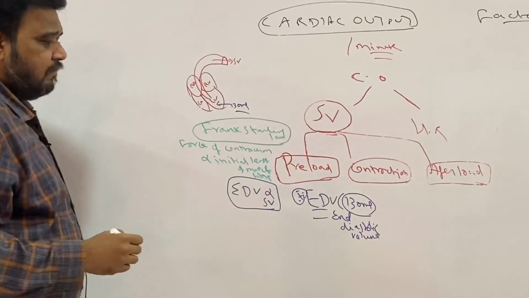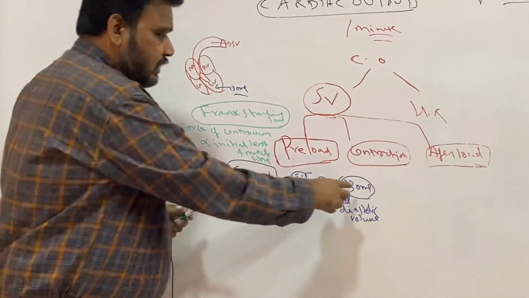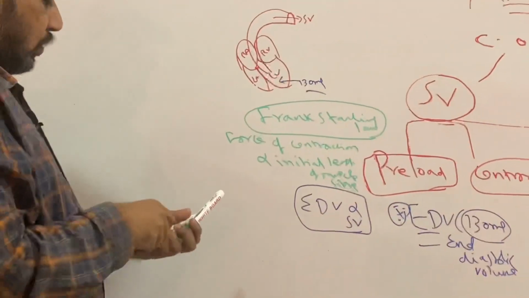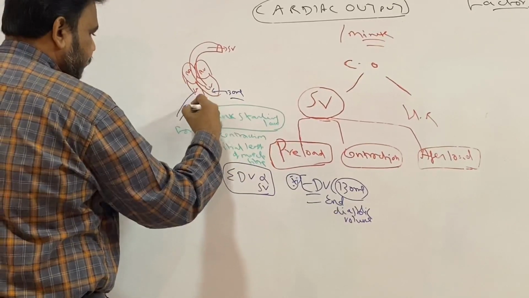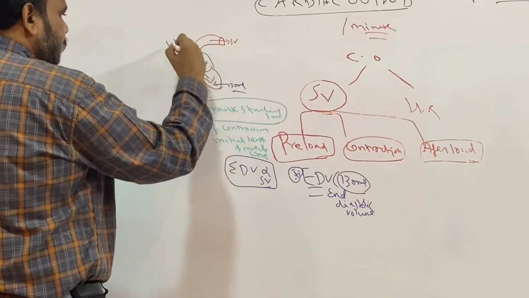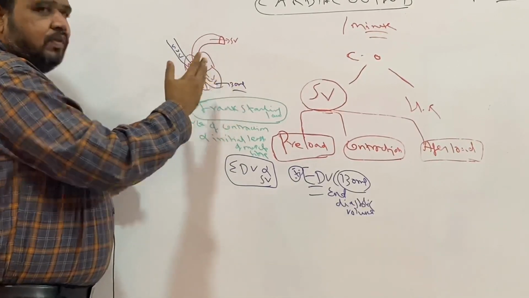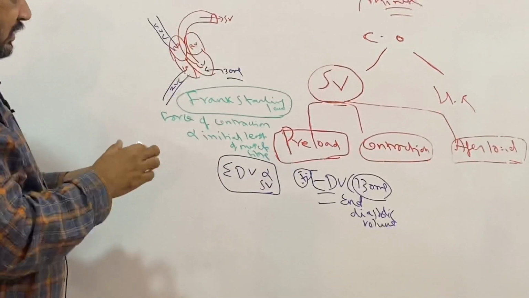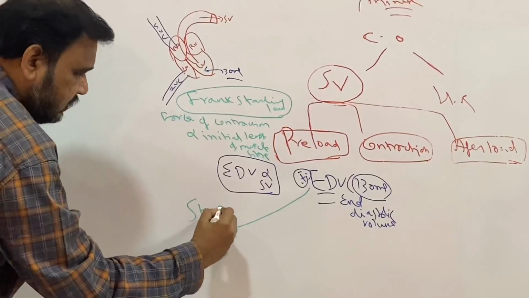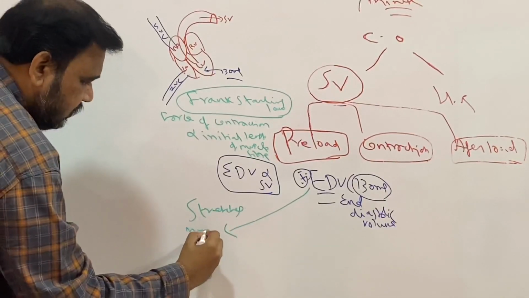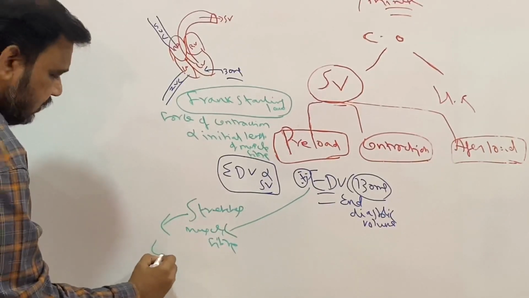So here it is, cardiac muscle fiber. End diastolic volume is increased, so for example 130 ml. Whatever is coming usually comes through the inferior vena cava and superior vena cava. For example, if the end diastolic volume is 150 ml, what happens? It stretches the ventricular muscle fiber, and according to Frank-Starling's law, the stretch of the muscle increases contraction.